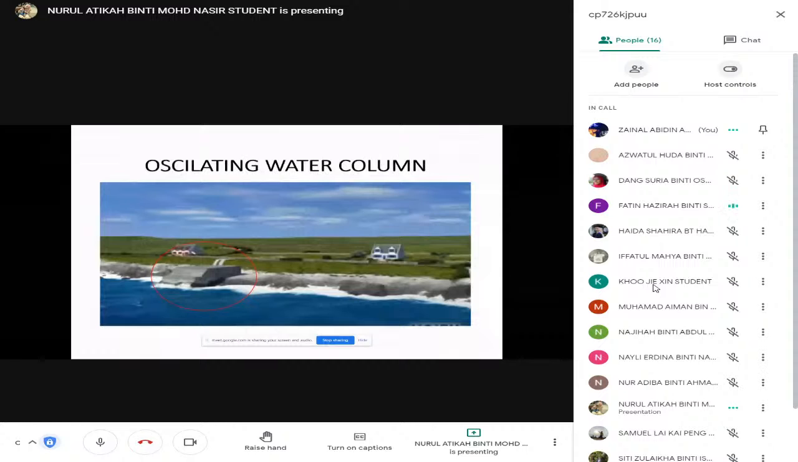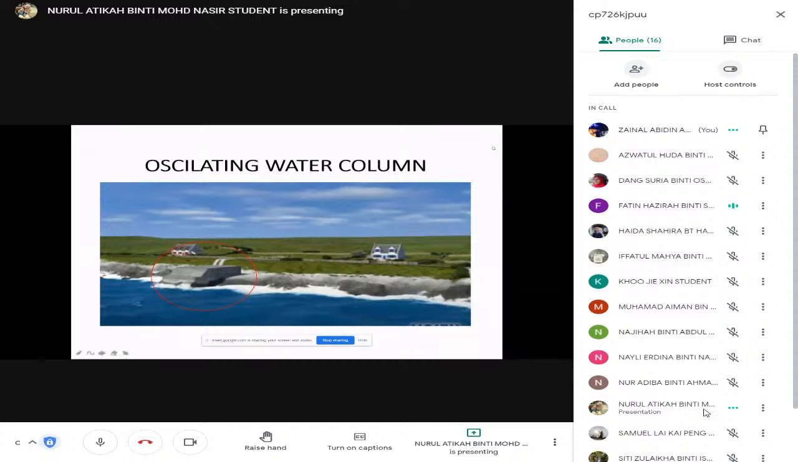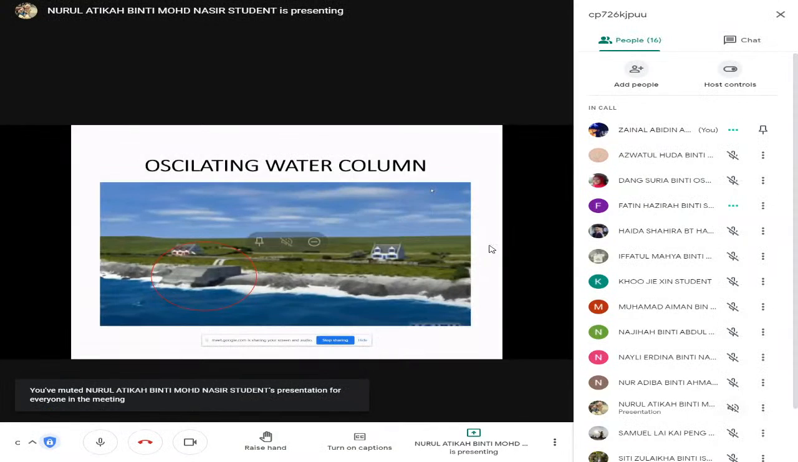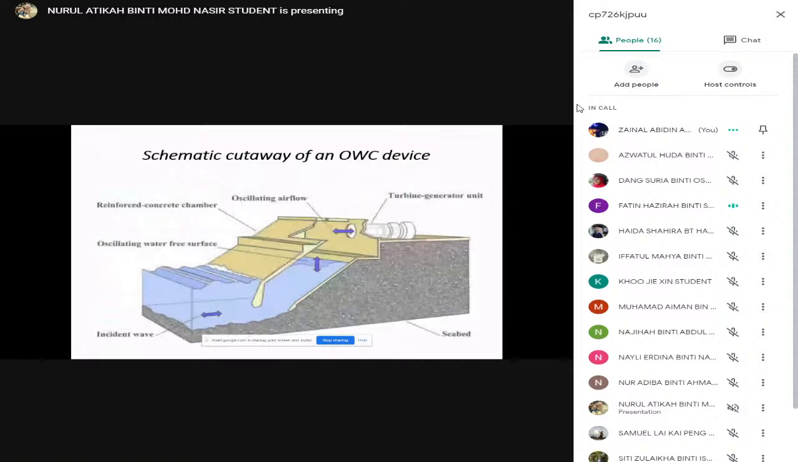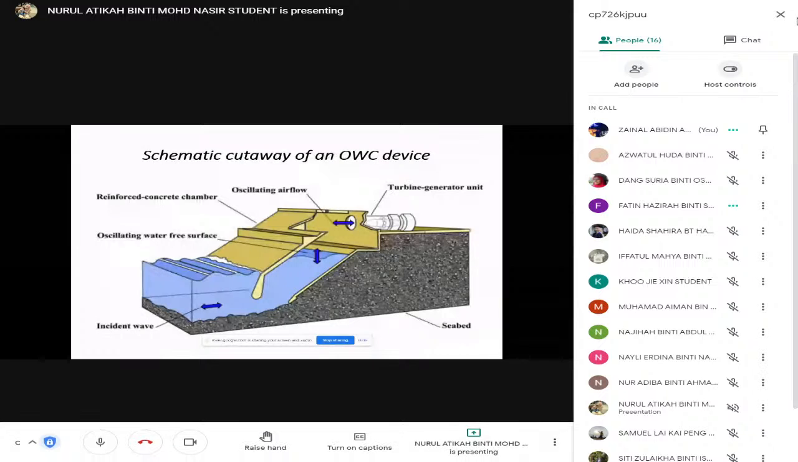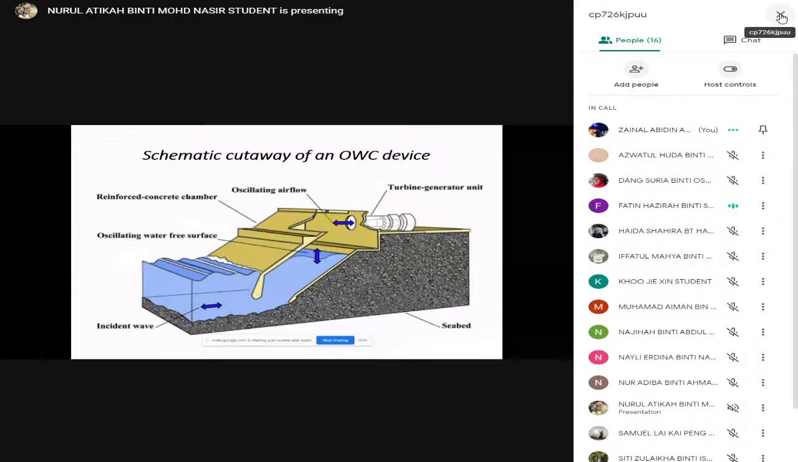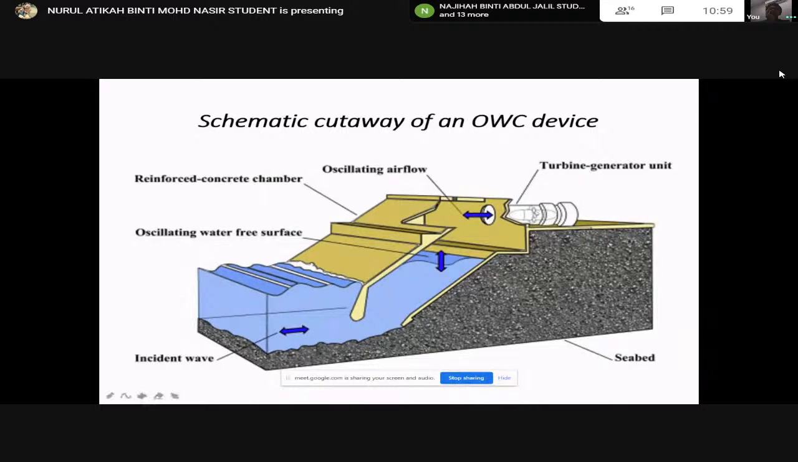Okay, you can see this is an example of the fixed type of oscillating water column. It is usually built on a post. It has a symmetric outlet pipe. It has two main components for this principle. First is the reinforced concrete chamber, and second is the turbine generator.